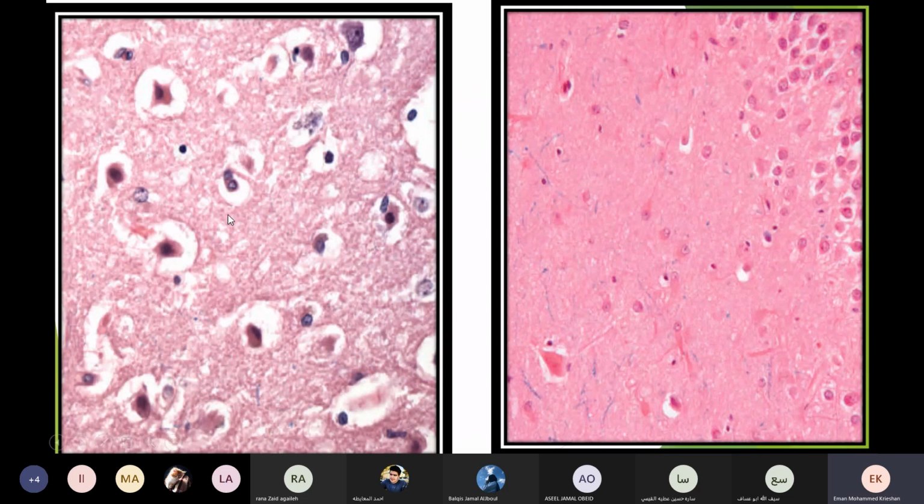This shows features of neuronal injury in the brain. This is CNS neuronal injury, either hypoxic, toxic, or infectious. As I told you, there is shrinkage of the cytoplasm. The nuclei become pycnotic, small, hyperchromatic, with eosinophilic cytoplasm. So this is a photo of acute brain injury: shrinkage of the cytoplasm, pycnotic nuclei, and eosinophilic cytoplasm.